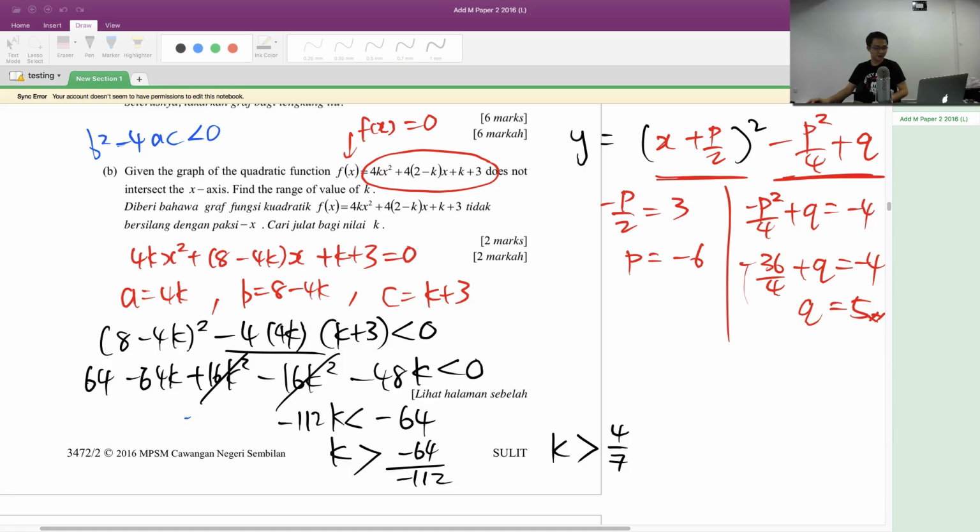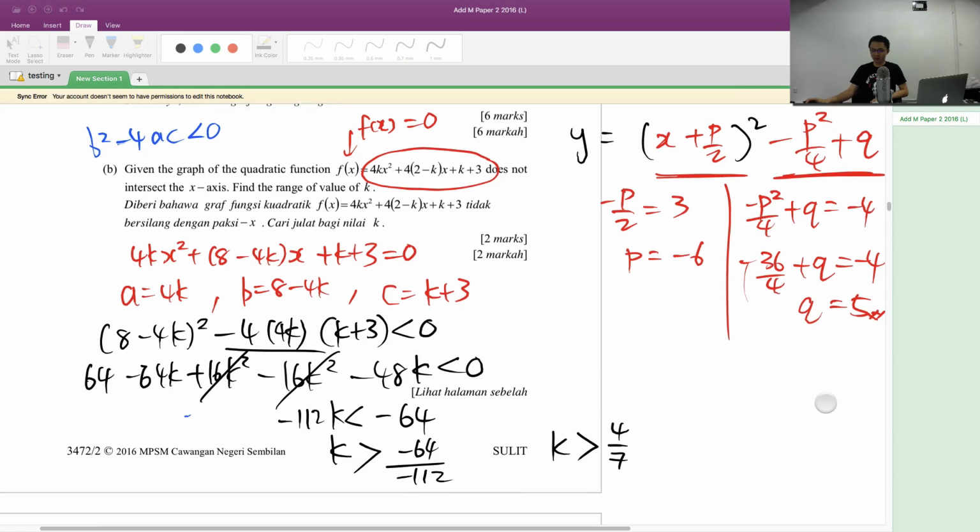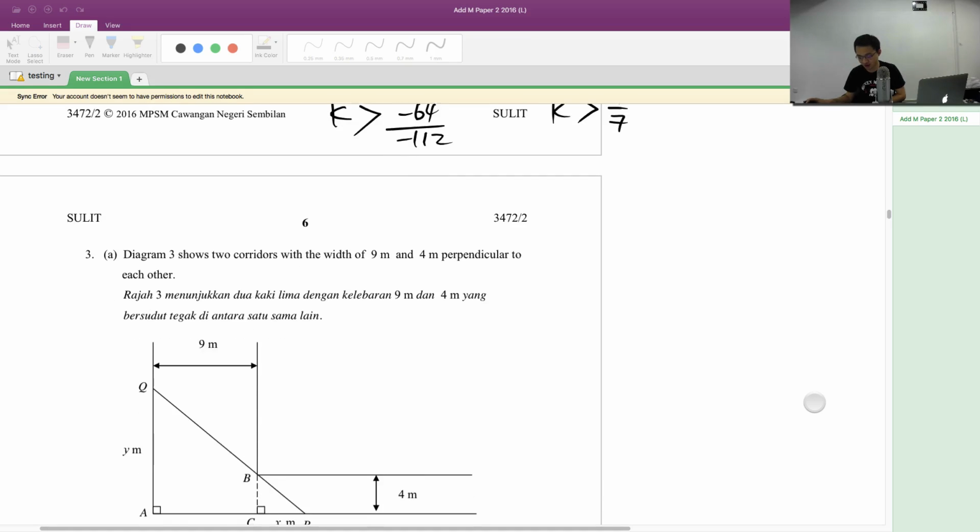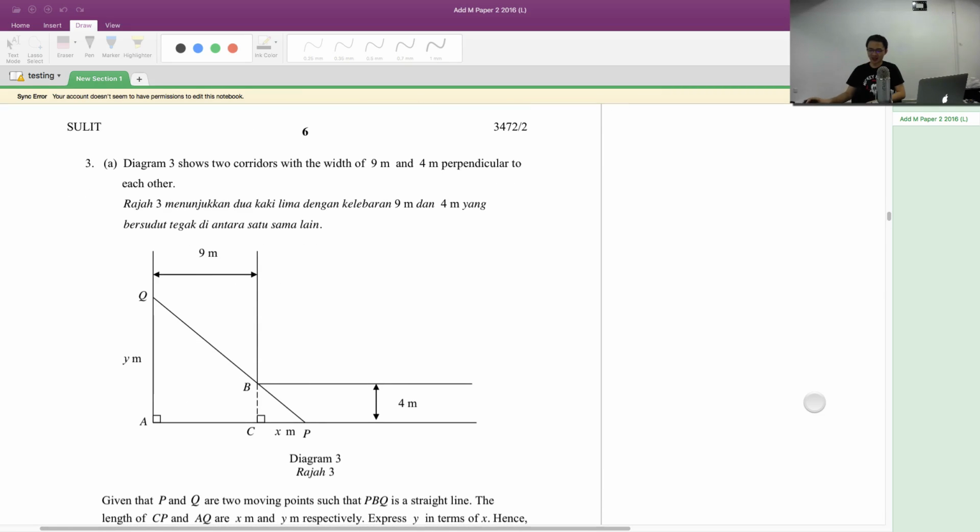Alright, so is there any problem so far? Okay, if no problem, then we will move on to the next question, which is question number 3. Okay, I guess this one is a bit hard, so I'm going to call it a KBAT question.